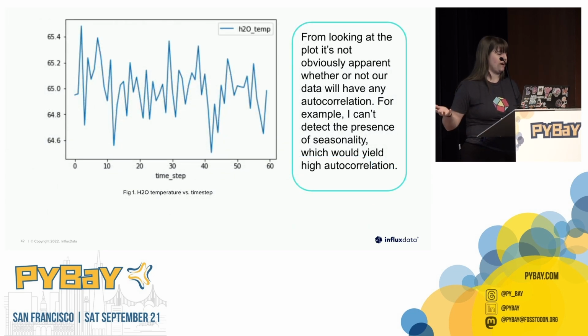An ugly little graph. So from looking at this plot, it's not really apparent yet whether or not there's going to be any autocorrelation with this data. There's not really a presence of seasonality. It just looks, like I said, like a graph that's kind of going crazy. Clearly, the HGO temp is like all over the place all day.